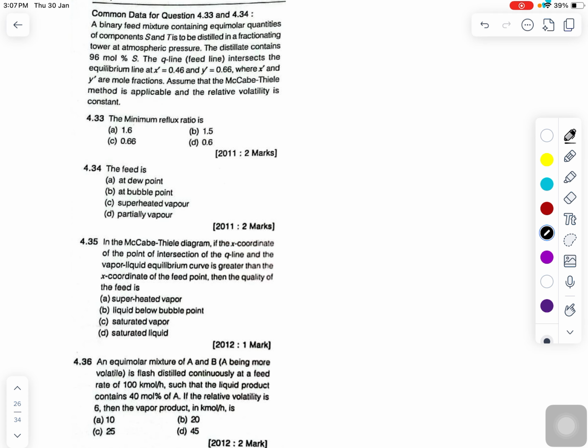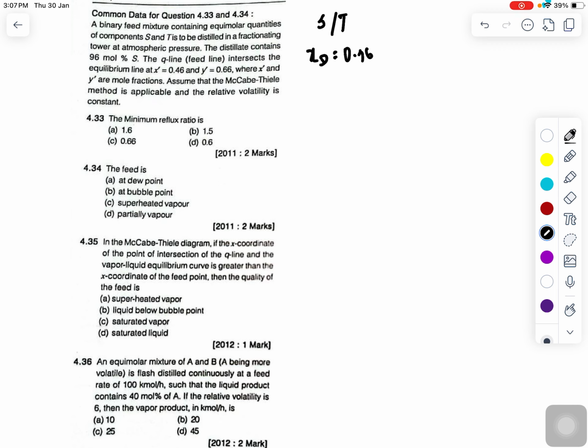Now moving towards the next problem, this is also a really good question from the McCabe-Thiele diagram, and the question says that a binary feed mixture contains equimolar quantities of components S and T. So there is S and there is T, two components in the binary solution. The distillate contains 96% of S. So let's say the mole fraction XD is 0.96 in the distillate.